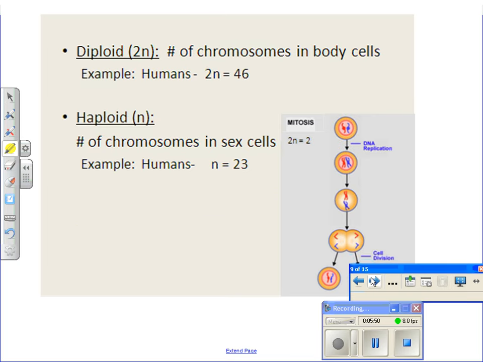Again, as a review, diploid would be 2n. This is the number of chromosomes in body cells. So again, 2n equals 46. And then haploid, a little bit different. This would be the number of chromosomes in our sex cells, which we are getting to eventually. So n would be 23.